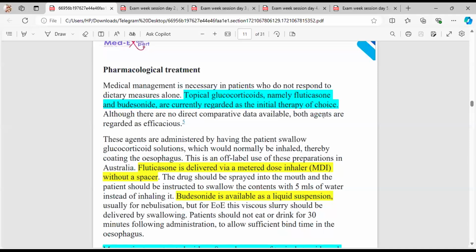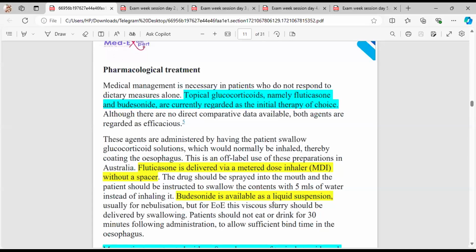Definitely in the exam question they will give you a hint, and the hint is that we give the patient budesonide by the oral route, as a liquid suspension. But fluticasone we give as an inhaler dose. So I am sure that they will give you some hint in the question. Maybe they will ask the route, or maybe in the options they give you the route, like oral budesonide, or maybe they say oral fluticasone.